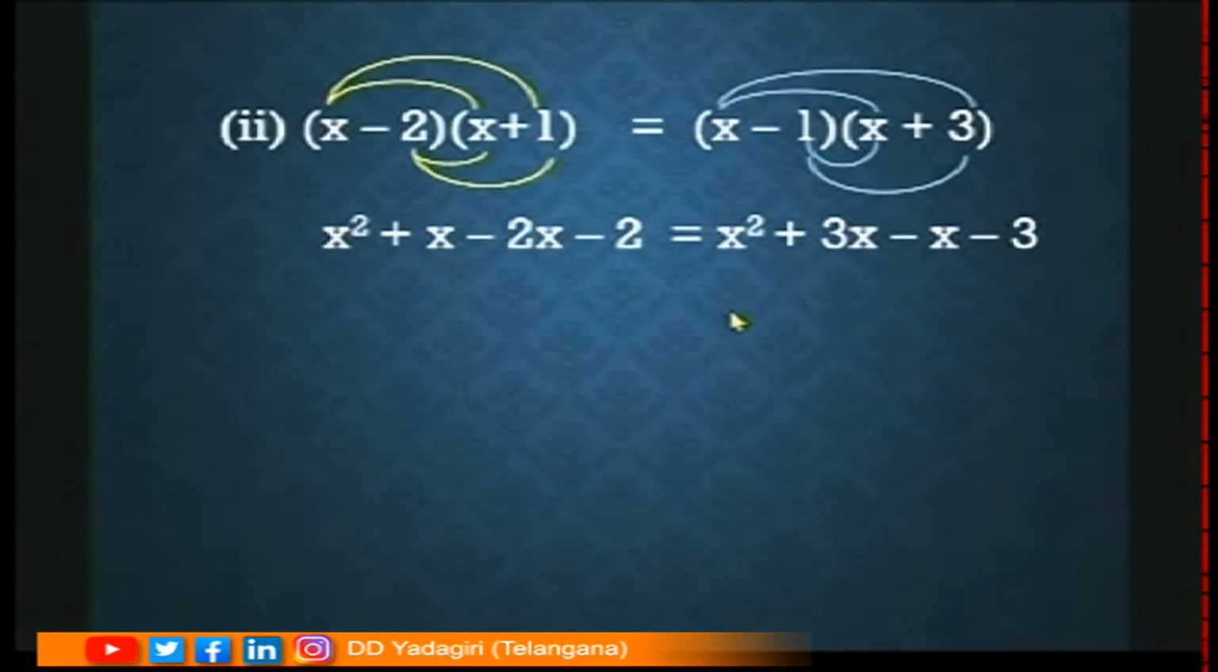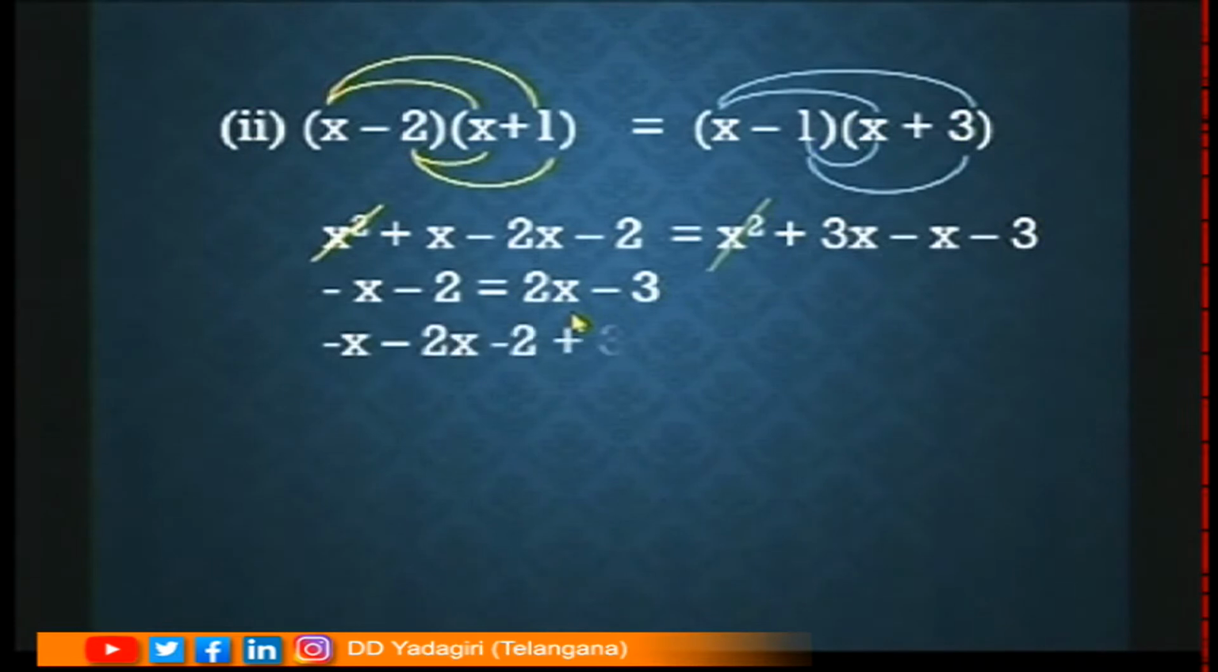Now let's transpose all the terms from RHS to LHS. What do we observe? We observe there are two x² terms with the same coefficient and the same sign. So, after eliminating x² on both the sides, we get −x − 2 = 2x − 3. How are we getting −x? +x − 2x gives me −x and 3x − x gives me 2x.